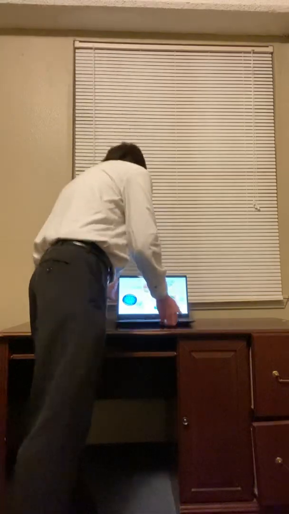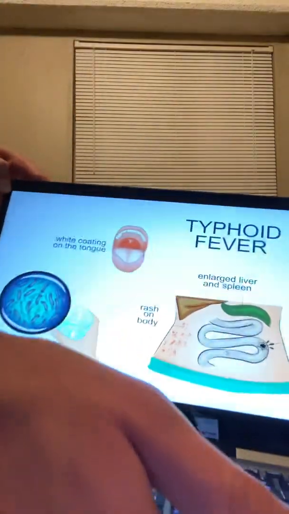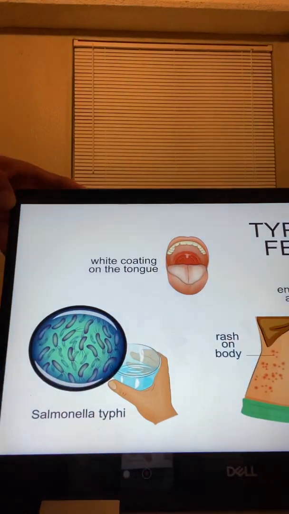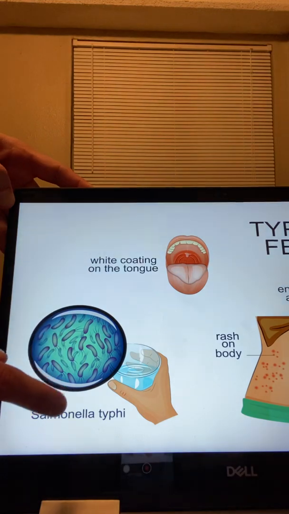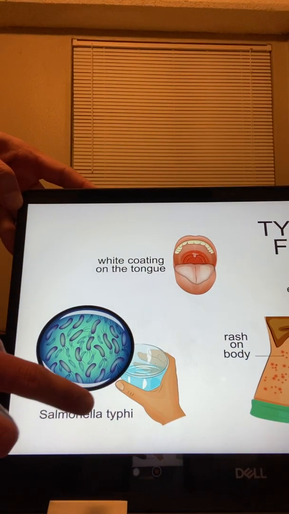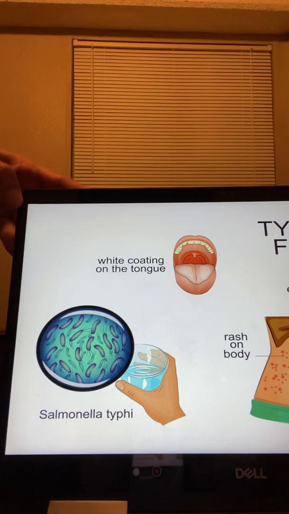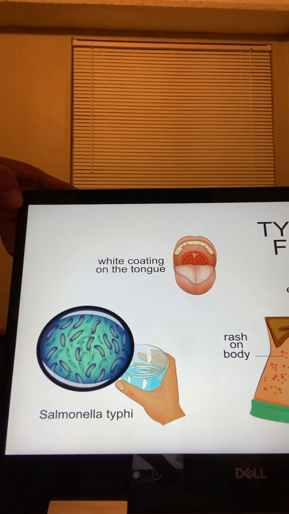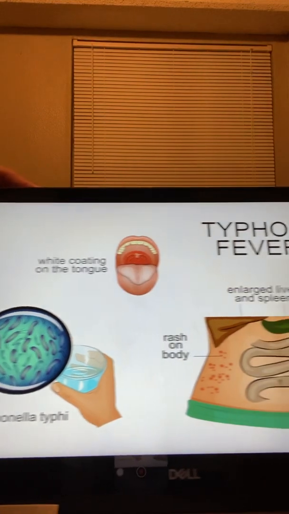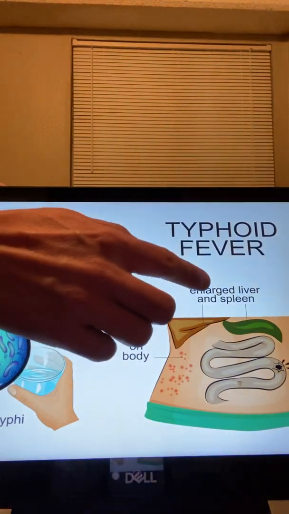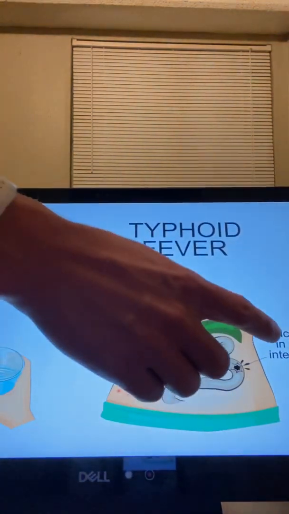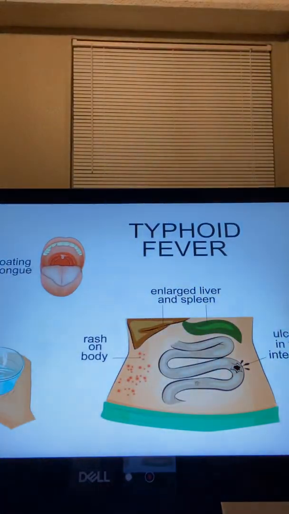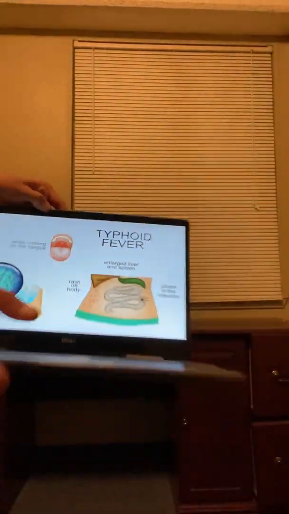Typhoid fever. So these are some of the signs and symptoms. You see right here, white coating on the tongue. Down here, Salmonella typhi. You can get it from contaminated water, distilled water, or even water from a private well or a contaminated river, possibly. Rash on the body, enlarged liver and spleen right here, and then ulcers in the small and large intestines.